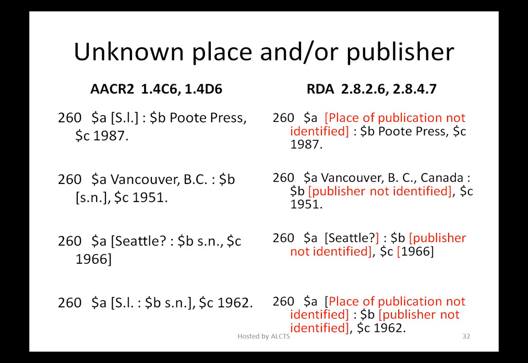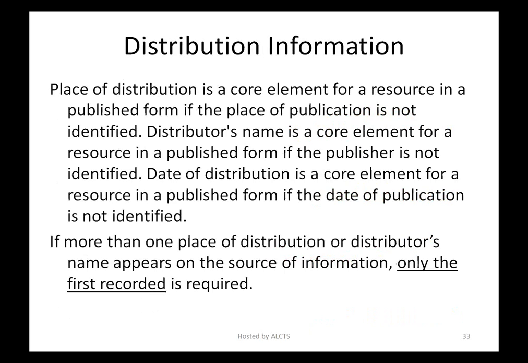Now, place of distribution is a core element for a resource in a published form if the place of publication is not identified. So if you don't have place of publication and you do have place of distribution, that becomes required to record. Distributor's name is the same thing. If you don't have the publisher's name, then if you have the distributor's name, it becomes a core element. And the same thing happens with date of distribution as well. But again, if there's more than one place of distribution or distributor's name, only the first recorded is required.